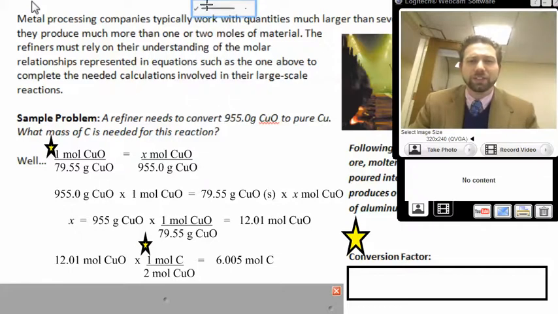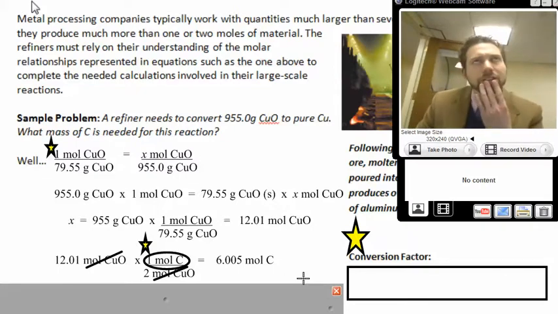Why do we do that? Well, we do that because now we can cancel out the moles of copper oxide on the top and the bottom. See how they cross out? And what are you left with? You're left with moles of carbon. Ta-da! And that's a good thing. So we divide 12.01 by 2, and you get 6.005 moles of carbon. And finally, we have to convert to grams because we need the mass.